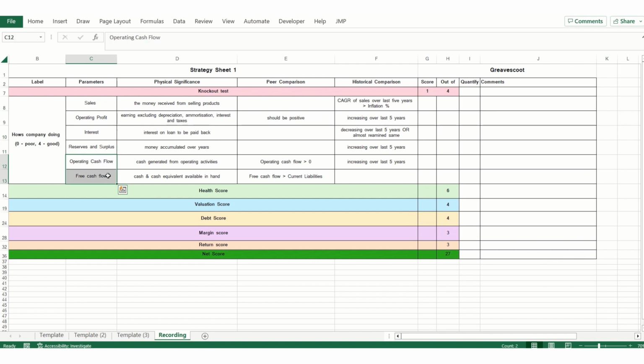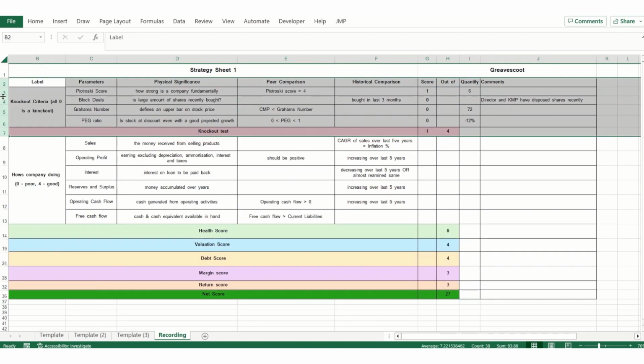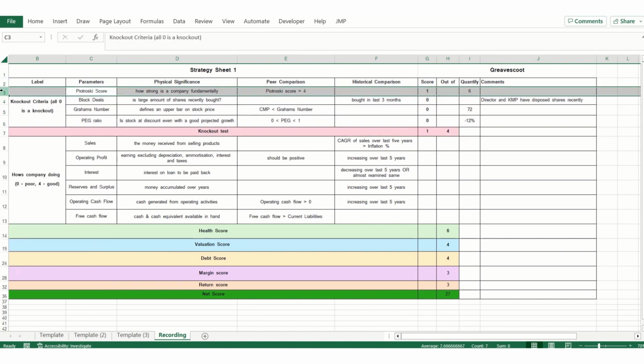So whatever we have learned, we are just stitching it. There's nothing new that we are saying here. It's just that we are teaching you how to score it. And you have the right to change your scoring parameter based on your risk appetite. But this is good for a starting value investor. And you might be wondering, where is the knockout row? We have just hidden it, so you can hide and unhide it. I'm just going to hide this for now.